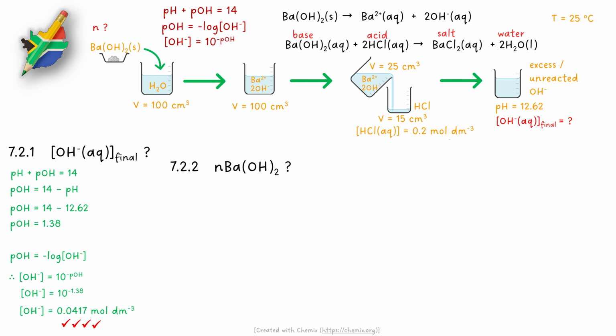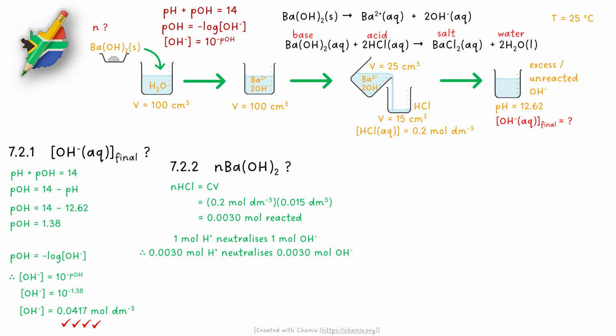Next, we need to find the number of moles of barium hydroxide used to prepare the original solution. From the concentration of the acid and its volume, we can deduce that 0.0030 moles of acid reacted. And we know that 1 mole of hydrogen ions from the acid neutralize 1 mole of hydroxide ions from the base. So if 0.0030 moles of hydrogen ions from the acid reacted, then the same number of moles of hydroxide ions from the base reacted.